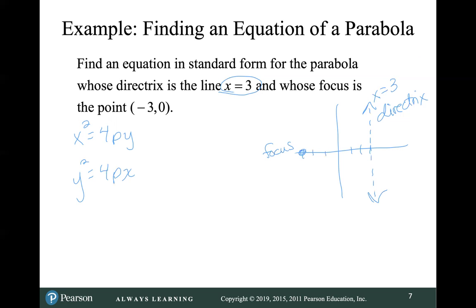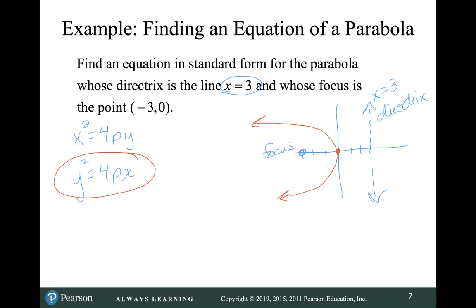That's not part of my graph. So I can see here the parabola is going to have a vertex halfway between those, which is 0, 0. It opens away from the directrix and will never cross the directrix. That means this is opening sideways, so we're going to use the y squared formula.